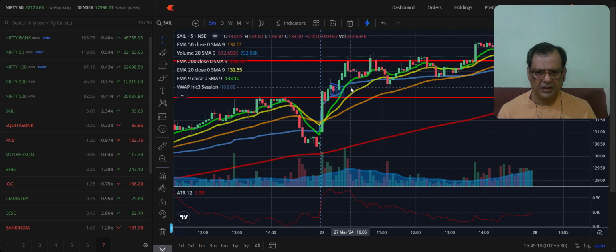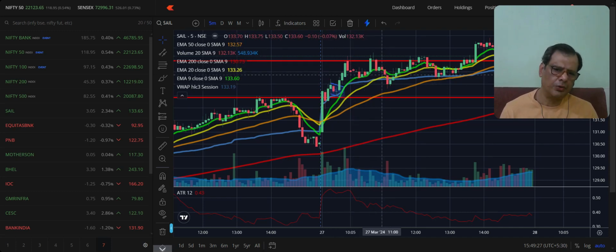Intraday traders especially would like to protect whatever they have, so they'll probably trail the SL using methods which suit them, and they would have gone out. This stop loss would have triggered somewhere here or there, depending on what type of stop loss. And if you see here, again, buyers who went long here, again the stop loss got triggered.